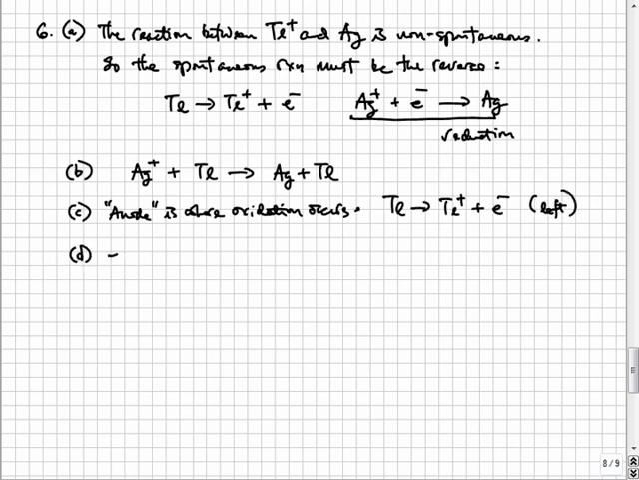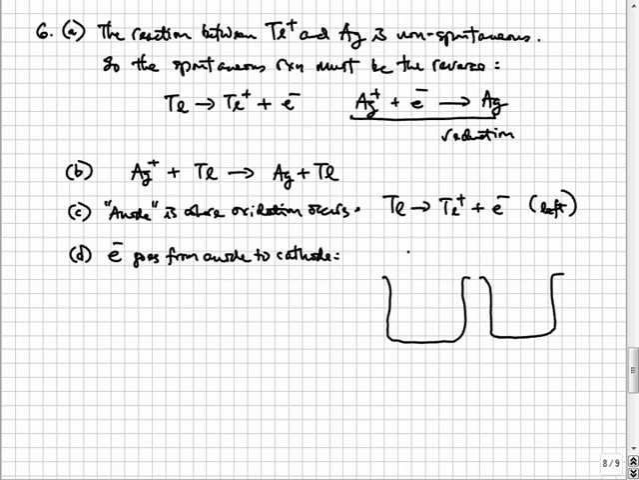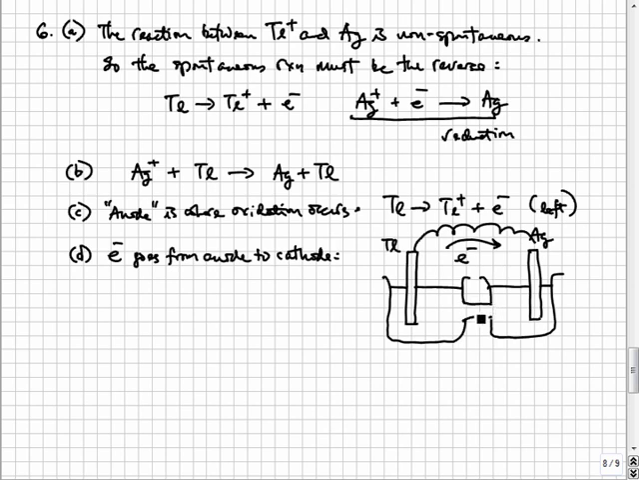D. Electrons should flow from the anode to the cathode. And we need to put the salt bridge back in to complete the circuit.